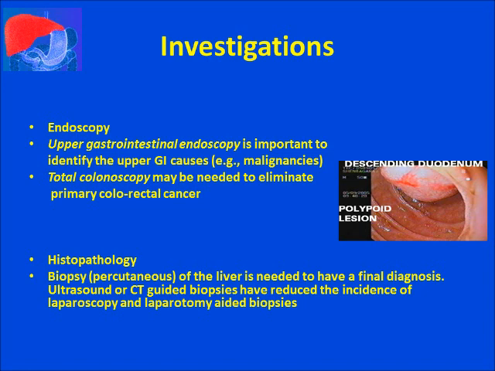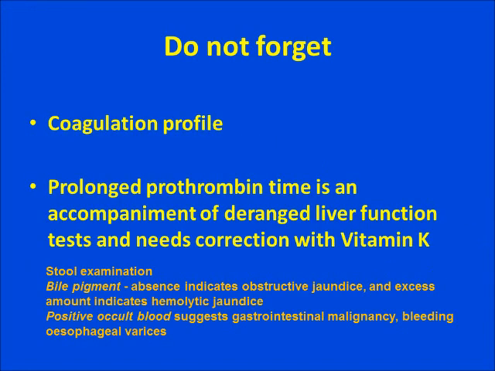Ultimately, where possible, histopathology and biopsy is most important, and the biopsy of the liver can be taken percutaneously or CT guided. Do not forget to do the coagulation profile, and also the prolonged prothrombin time is an accompaniment of a deranged liver function test and needs correction with vitamin K. Stool examination may be needed for bile pigment, the absence of which indicates obstructive jaundice and excess amount indicates hemolytic jaundice. The positive occult blood suggests a gastrointestinal malignancy or bleeding esophageal varices.